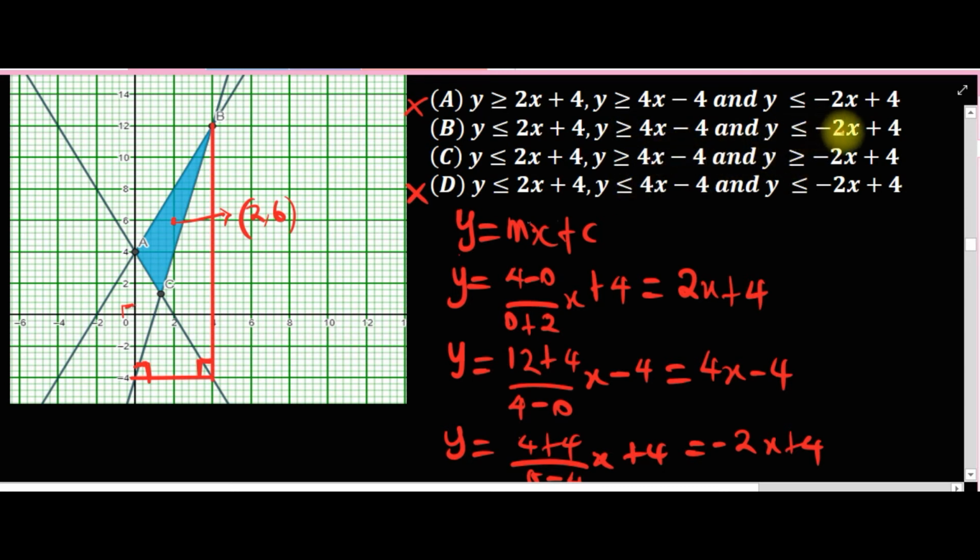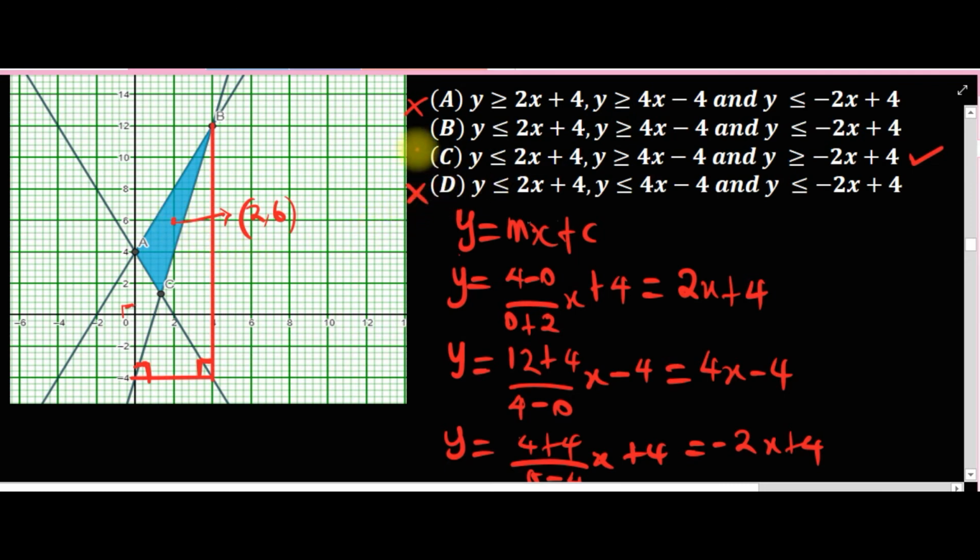Remaining this one, we test finally: if x is 2, minus 2 times 2 is minus 4, minus 4 plus 4 is 0. Is 6 less than 0? No. So the answer is C, because 6 is greater than 0. Remember, I just taught you how to solve in case the options are not the same. But once the options are the same, no need of wasting time. Just pick a point from the shaded region and solve.